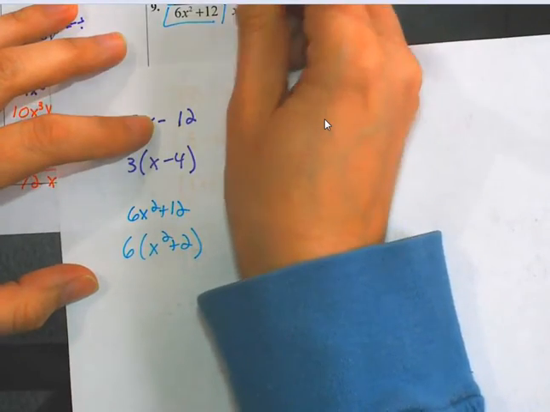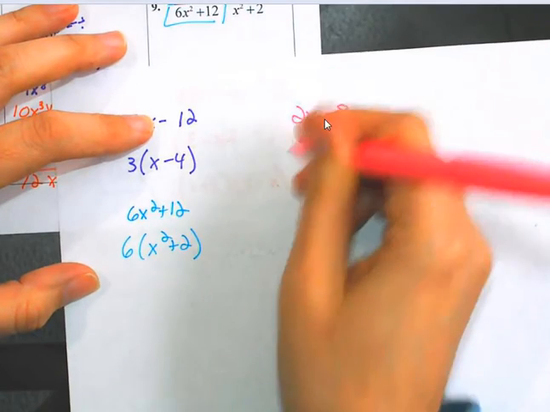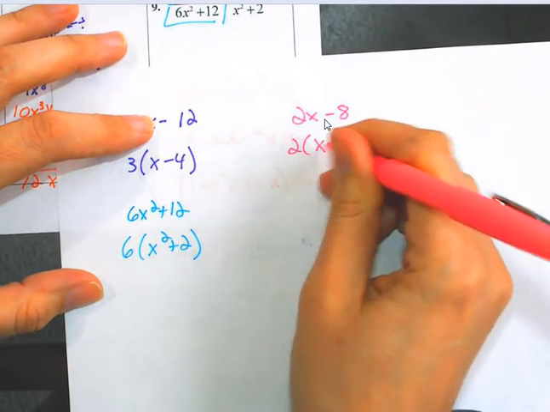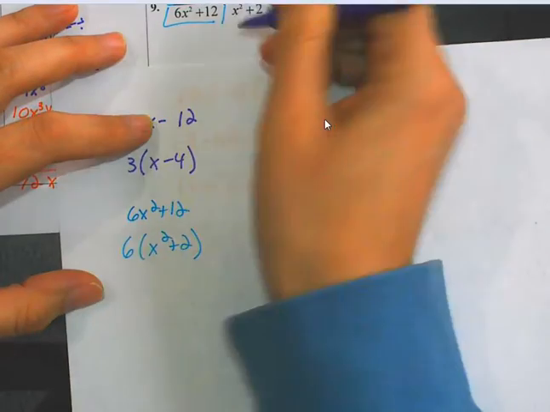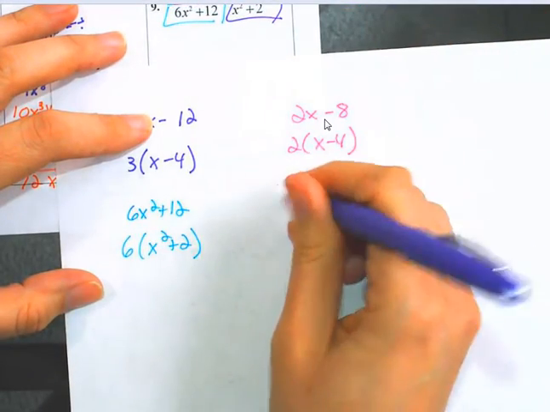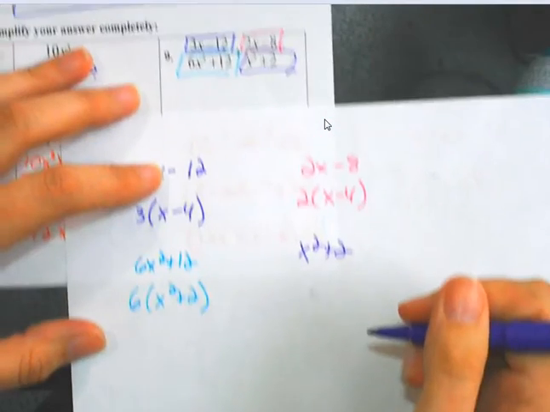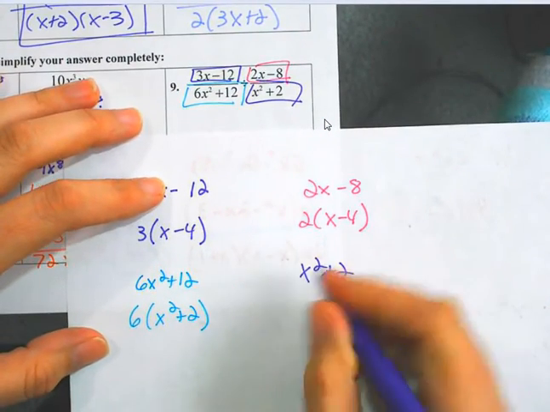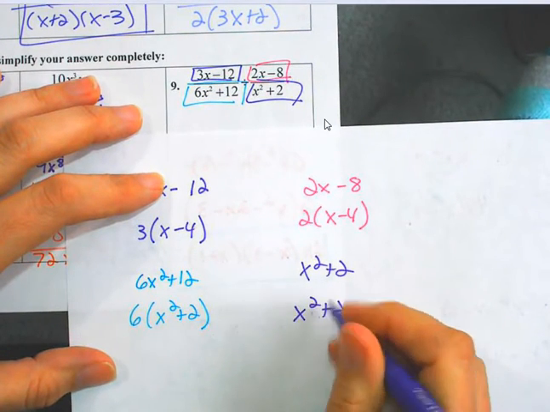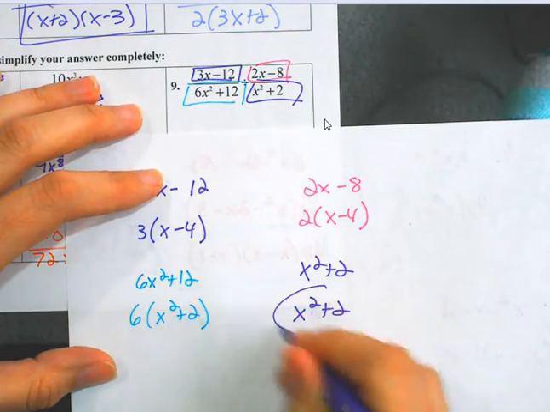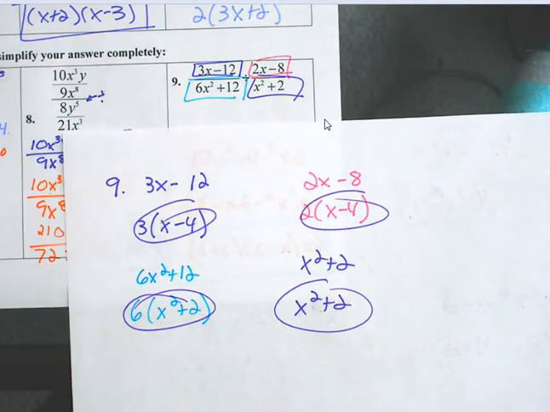I have 2x minus 8. That's going to factor to 2 times x minus 4. And then x squared plus 2, which I can't do anything with, so that's just going to be x squared plus 2. Okay? So I have here, here, here, and here. Once I factor, I'm going to just rewrite the factors.